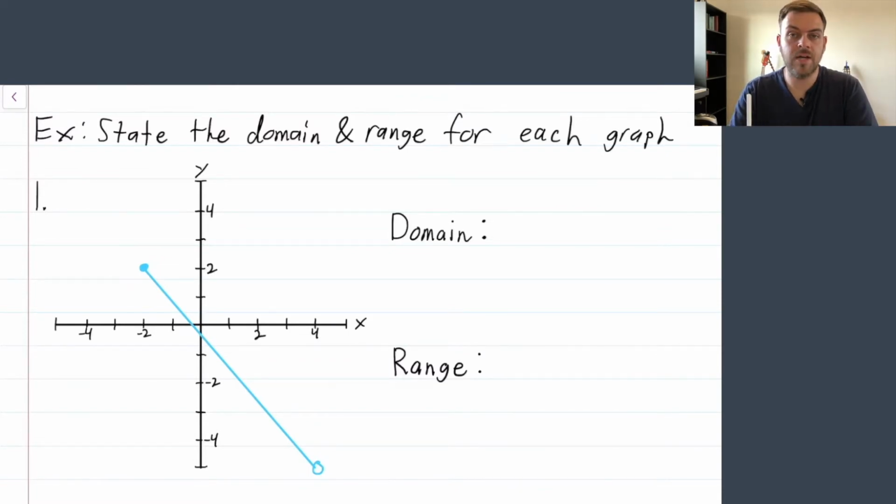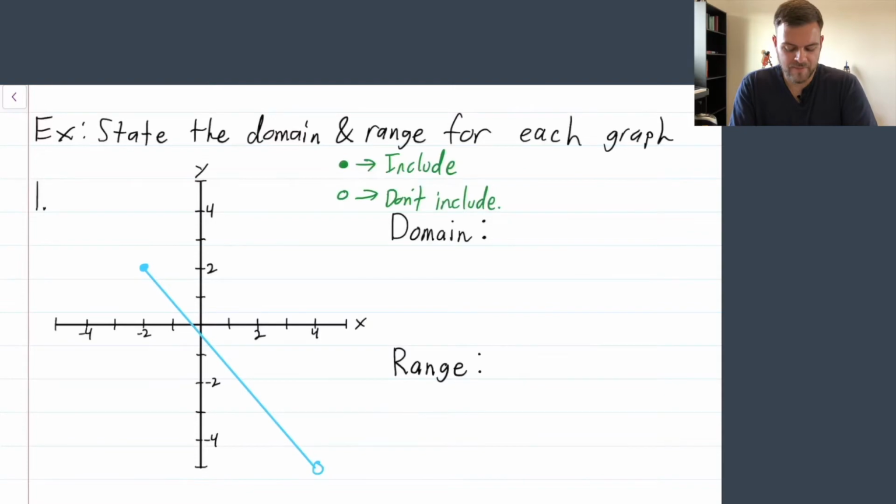Whenever you're given a closed circle, that means you are including that point specifically. So closed circle means you include. And if you can guess, an open circle means you don't include. So why would we even have an open circle if we can't include it? It just means that we can get really close to that point, but we'll actually never touch it. I don't know if the camera can see how close that is, but it's not touching. It will never touch, so heads up there.